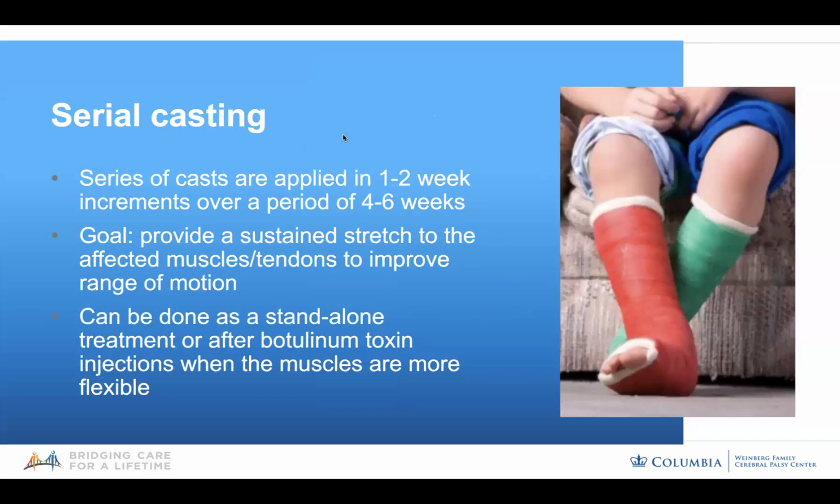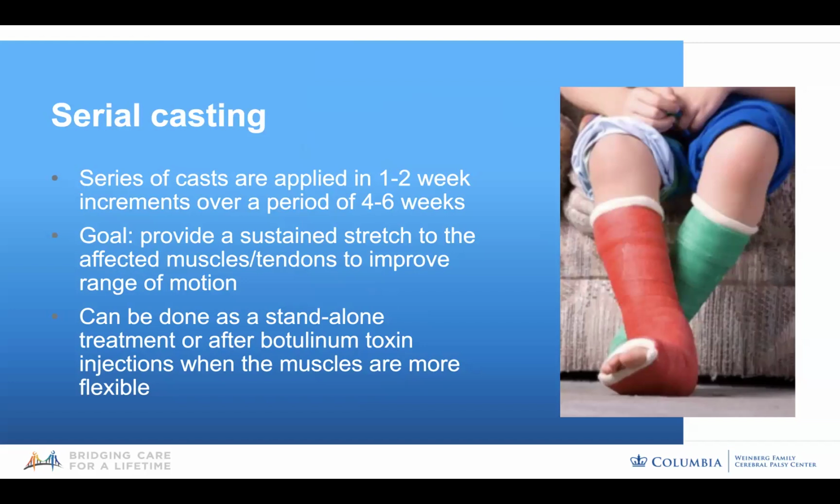All right, and then I just wanted to touch briefly on serial casting as well. Serial casting is often used more for joint contracture, so meaning that the muscle has been tight for an extended period of time and it gets stuck in a certain position and the range of motion is very limited. An example that we typically see is ankle contractures, so plantar flexion contractures, meaning that the foot is stuck in a pointed position and we aren't able to flex it backwards.